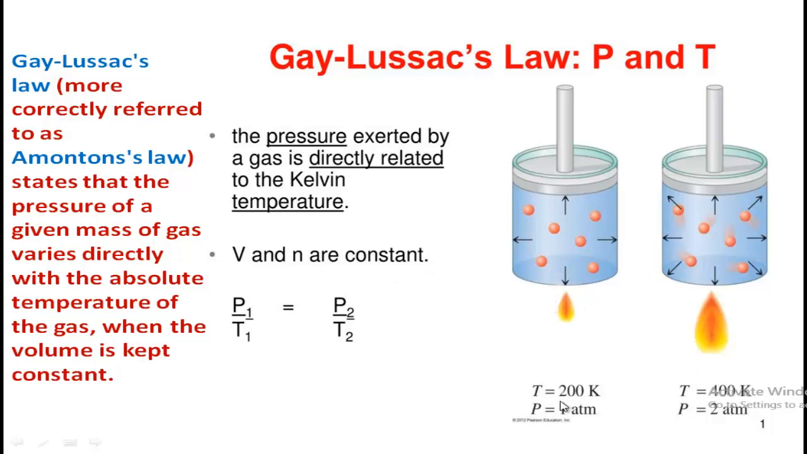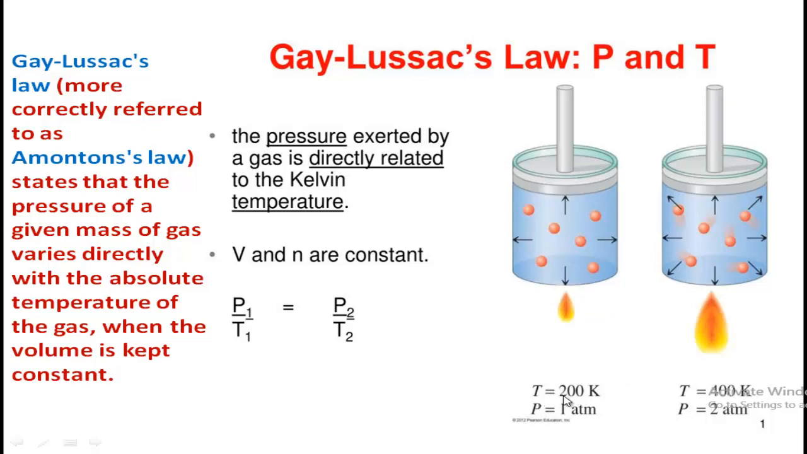Here, at a low temperature, that is 200 Kelvin, the pressure is 1 atmosphere. And follow this picture. Here, the molecules are moving but at a slow rate. But when the temperature is increased, that is 400 Kelvin, the kinetic energy of the molecules also increases, and for this the pressure created by these molecules also becomes double. So from this experiment it is proved that pressure is directly proportional to the temperature.